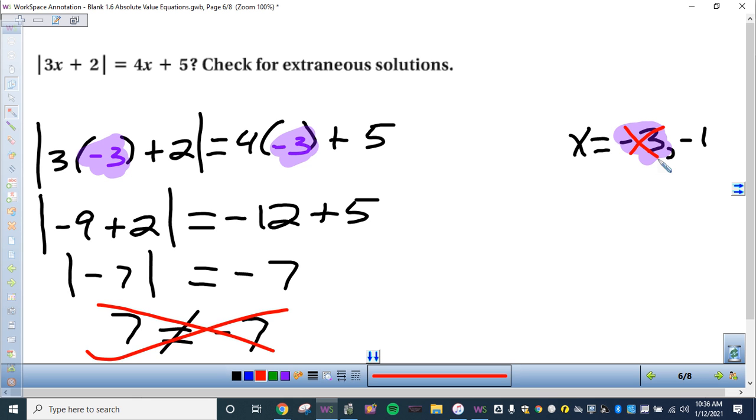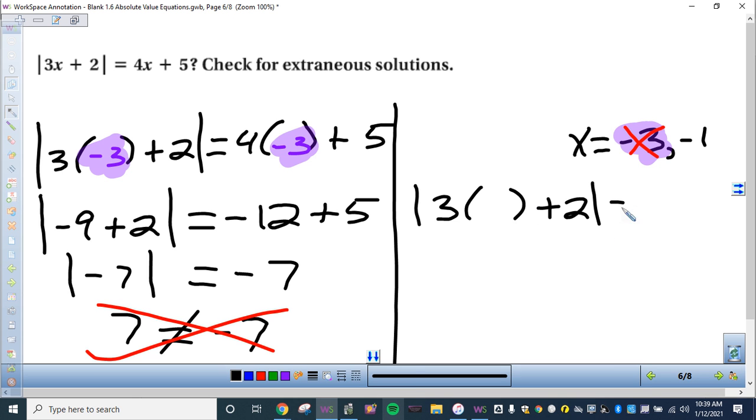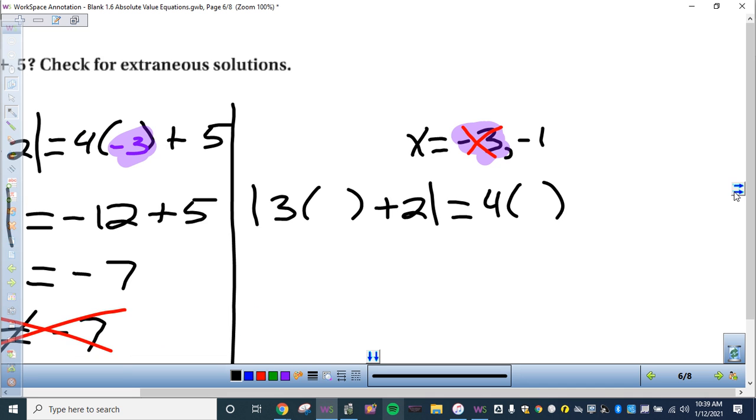So when it does work, I just put a big check mark by it. Okay. So we're going to do the next one now. So absolute value of 3 plus 2 equals 4 plus 5. And we're going to plug in the -1 now.